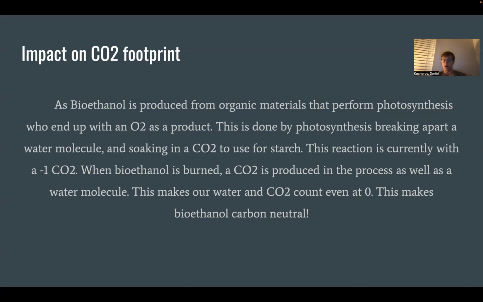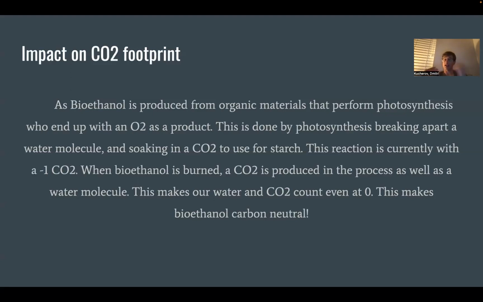When the bioethanols burn through vehicles or a product, whatever it may be, when it's burned, a CO2 is produced. So we're back to a zero. We went from a -1 to a zero. We're back to zero CO2 from our start net. And as well as a water molecule, which is also used in the process of photosynthesis through these plants. So we're creating water and CO2. CO2 is what we don't want. But since we started by using a CO2 in photosynthesis, it is therefore carbon neutral.